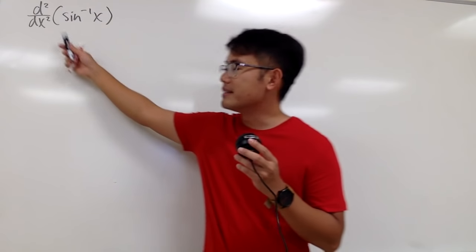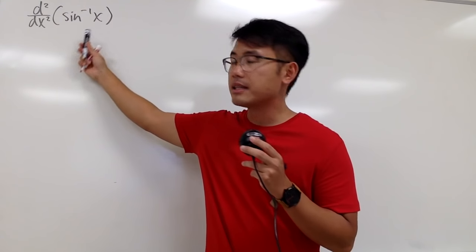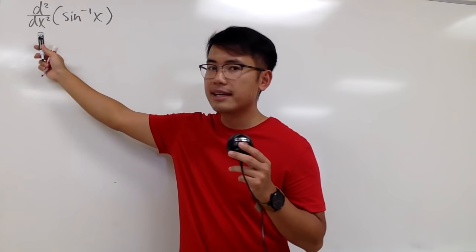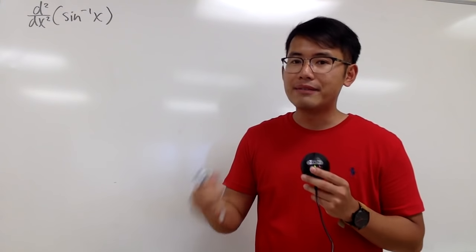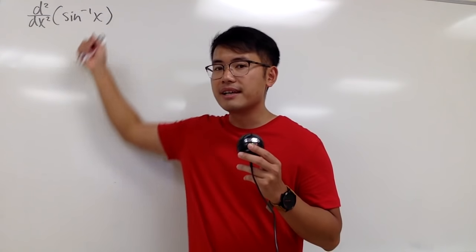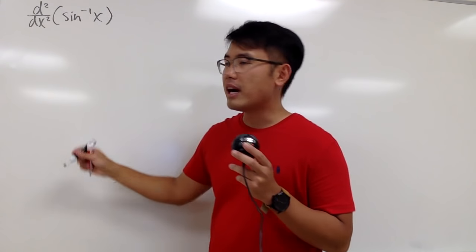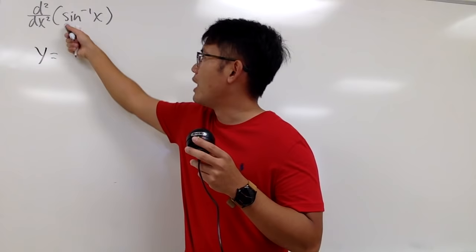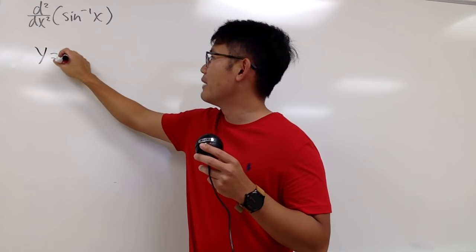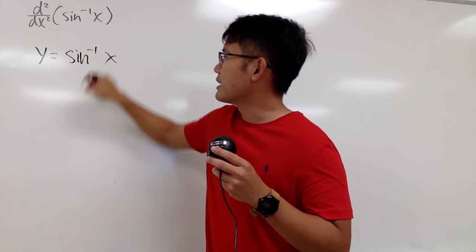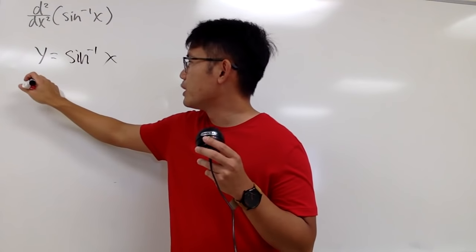Okay, we will be finding the second derivative of the inverse sine x. This notation, d2 over dx2, just means that we will have to differentiate the inverse sine x twice. And if you don't like this notation, you can write down y to be whatever this is, namely, we have the inverse sine x. And then go ahead and do the derivative.